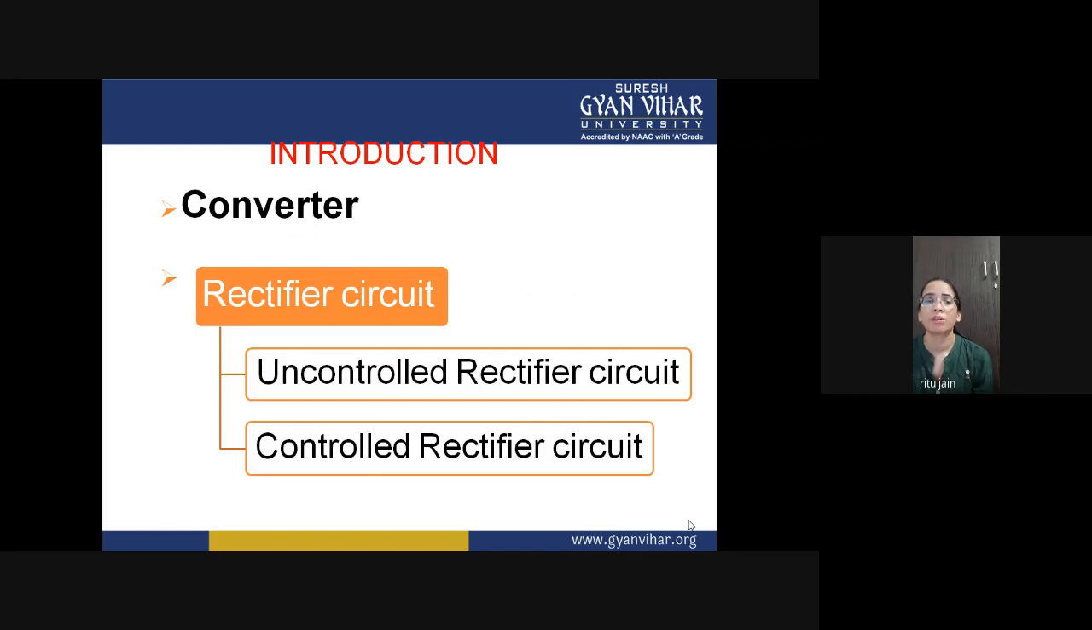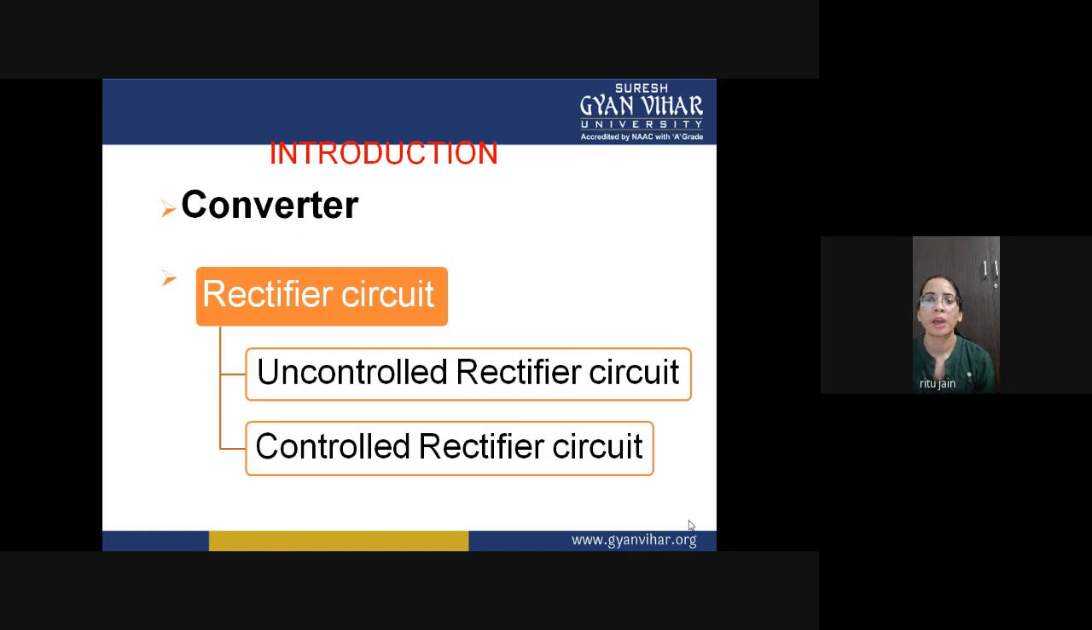Now let's come to the next point: what is a controlled rectifier circuit? In a controlled rectifier circuit, you are still using semiconductor devices, but you have to use some controlled semiconductor component. It may be an SCR, an IGBT, or a GTO, depending on what kind of control you require.